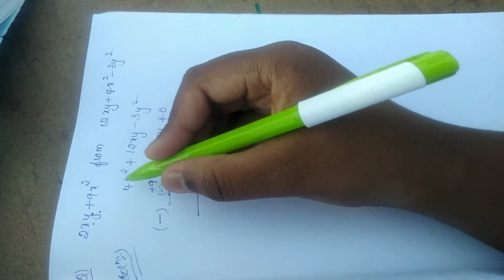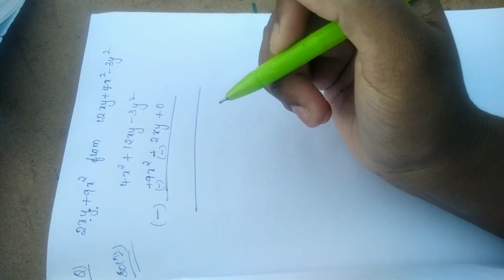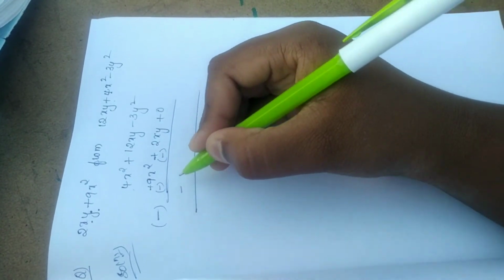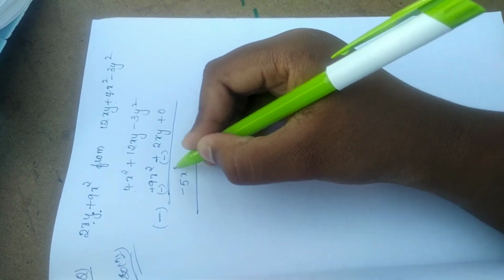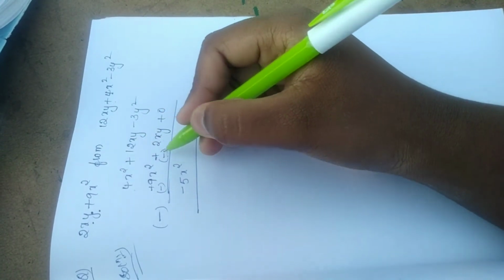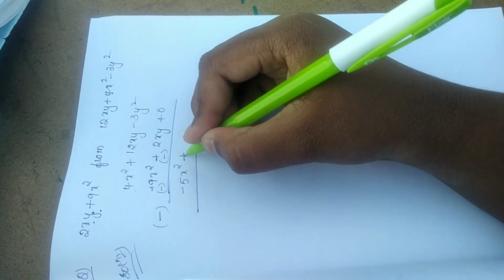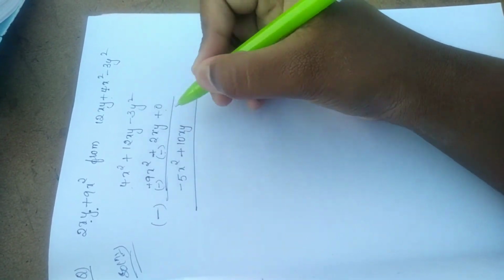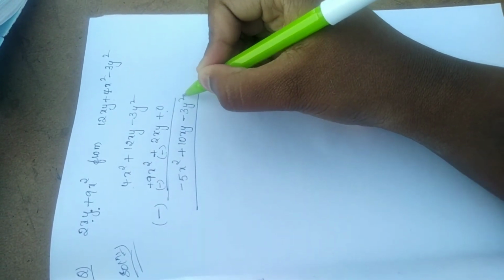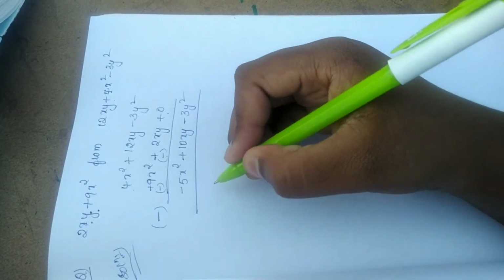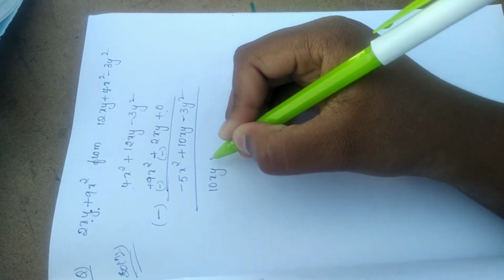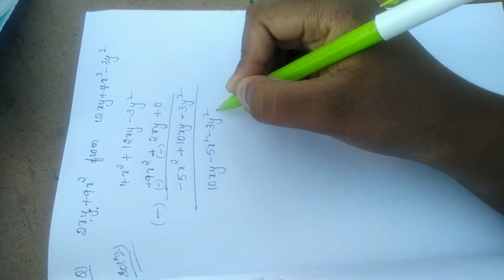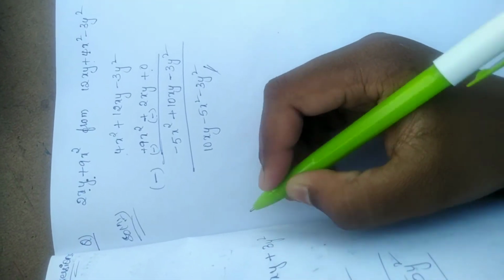Let's see the solution. 4 minus 9, we all know, is minus 5x square. Here 12 minus 2 is plus 10xy. Here same, minus 3y square. So the answer is 10xy minus 5x square minus 3y square. This one is the final solution for this problem.